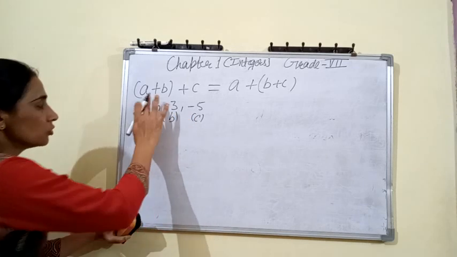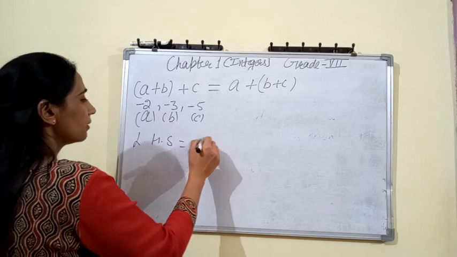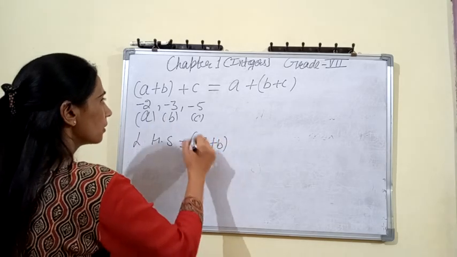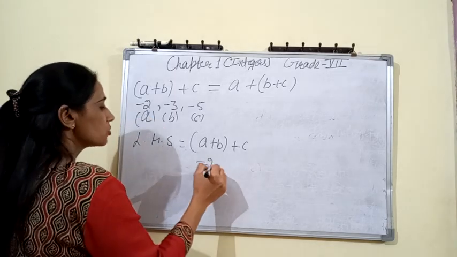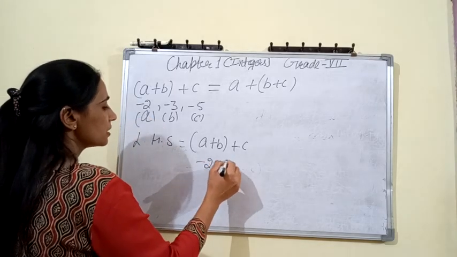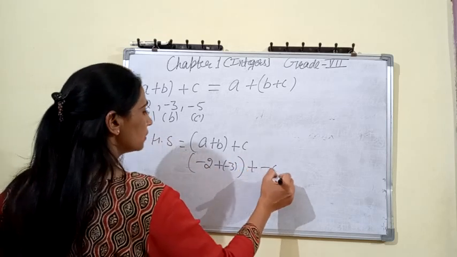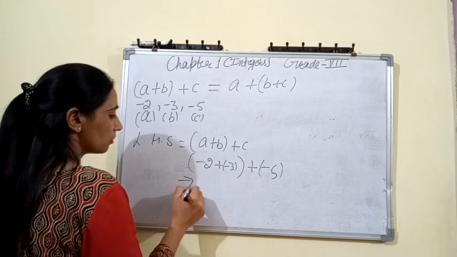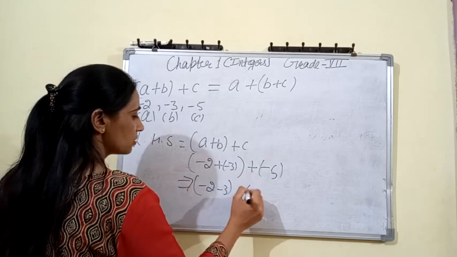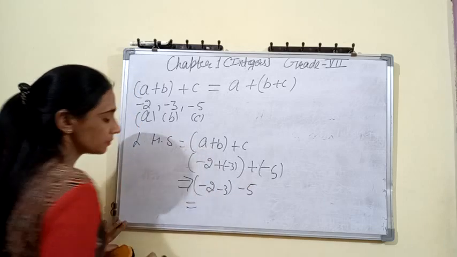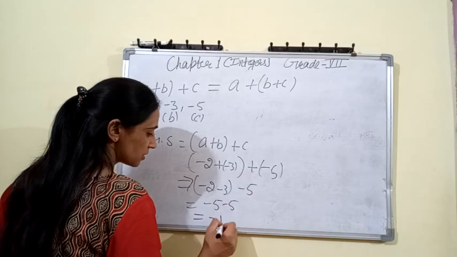So take the left hand side first. What is that? A plus B plus C. Add A and B: -2 plus -3, plus C. Plus C means -5 is there. So what will be? -2 plus -3 is -5, and -5 plus -5, that is -10.